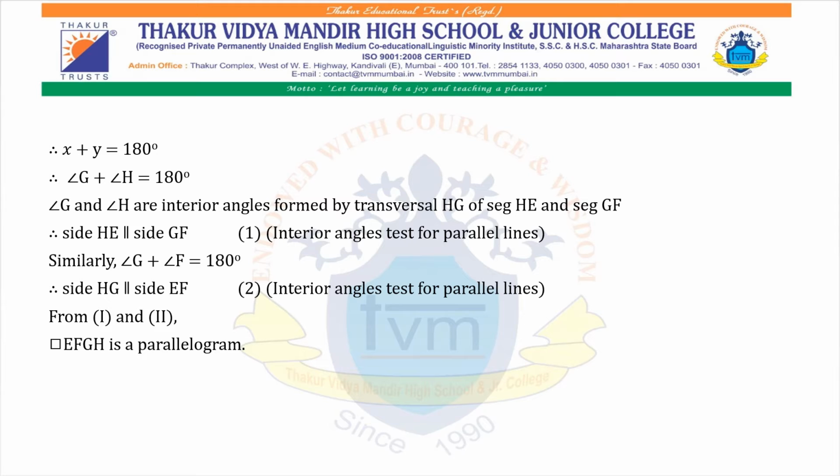Similarly, angle G plus angle F equals 180 degrees. Therefore, side HG is parallel to side EF. Interior angles test for parallel lines. From 1 and 2, quadrilateral EFGH is a parallelogram.